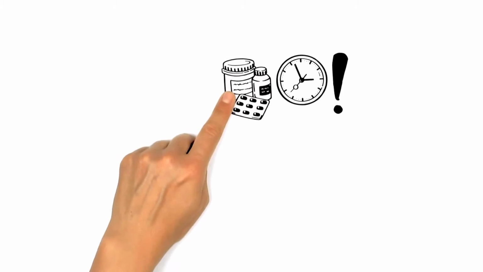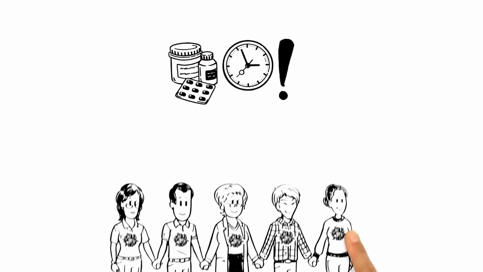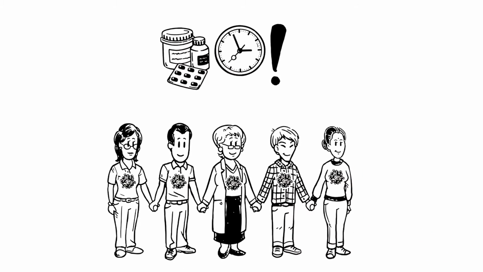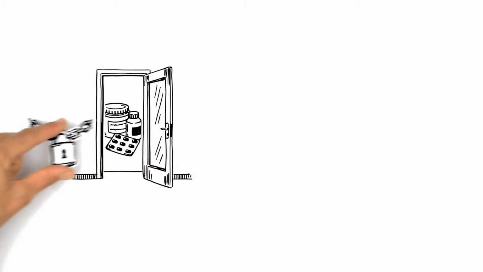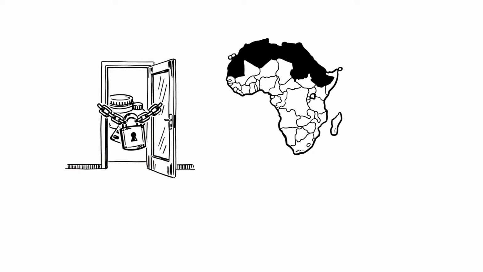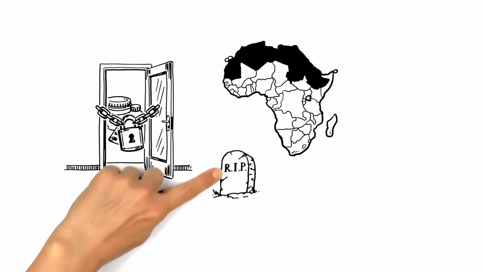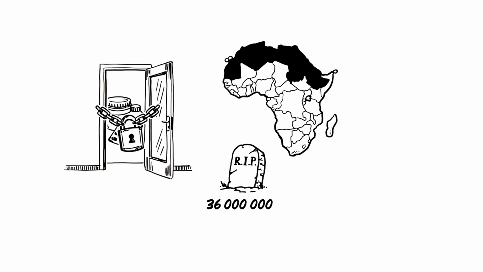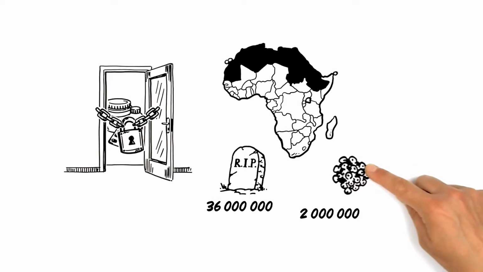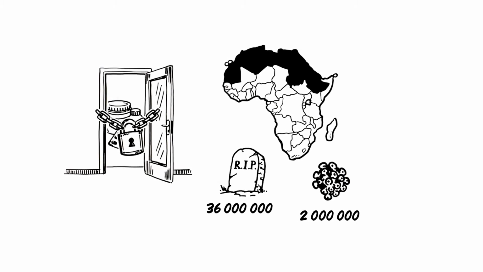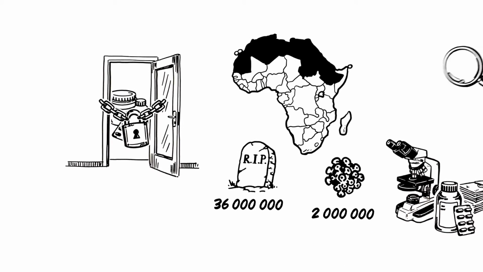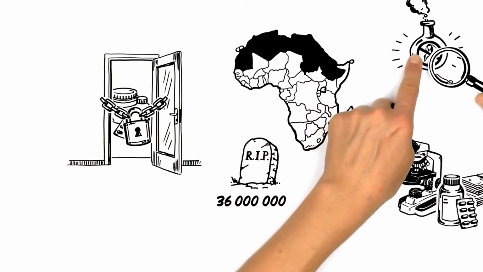By starting treatment early, people with HIV can now live long, healthy lives. Unfortunately, many people still lack access to medication, especially in sub-Saharan Africa. Over the last 30 years, about 36 million people have died, while 2 million more are infected each year. Scientists have made a lot of progress, but are still looking for the cure.